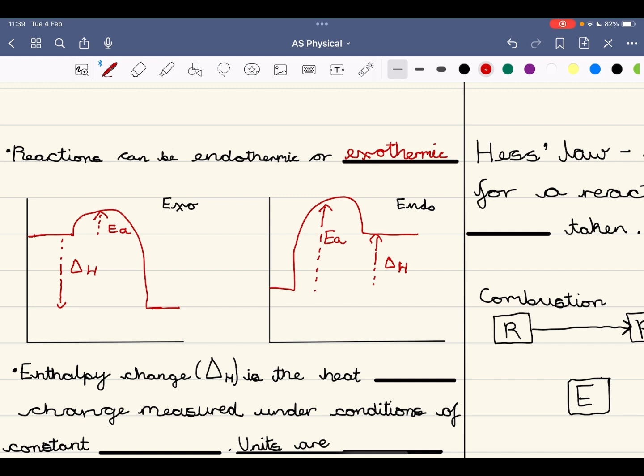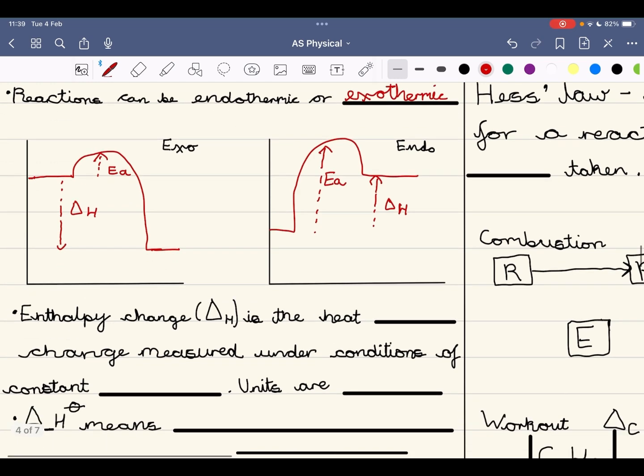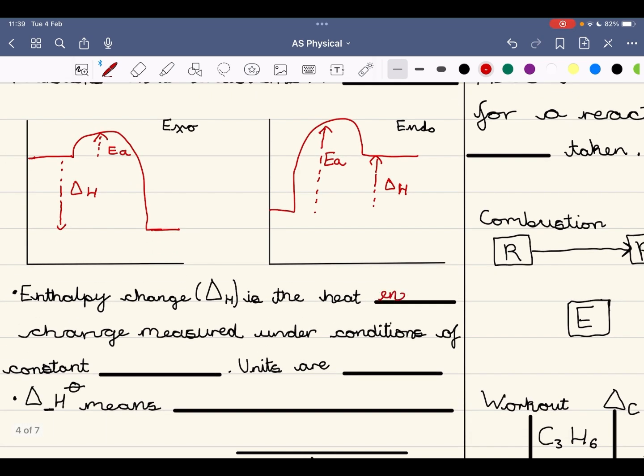So we'll talk more about what activation energy is in the next chapter, but enthalpy change is the heat energy change measured under conditions of constant pressure, and the units are kilojoules per mole. When you have this symbol over here, that just means standard conditions, which are 298 Kelvin and 100 kilopascals.